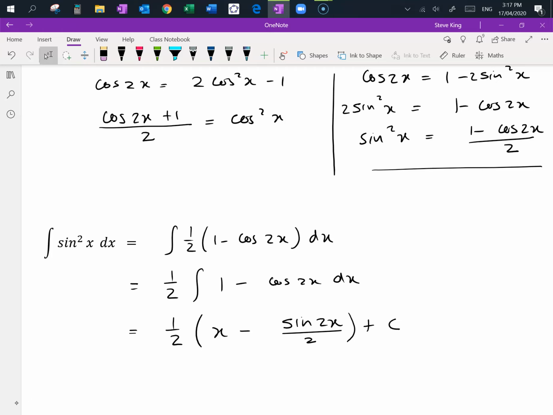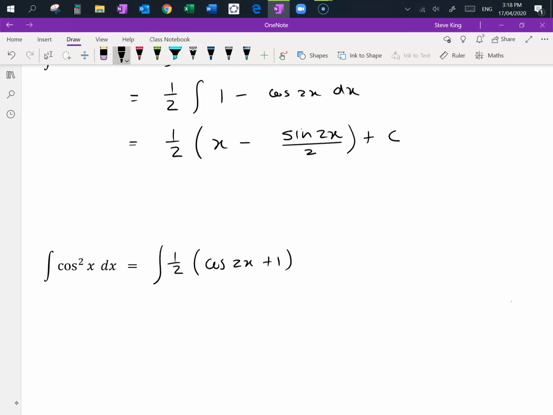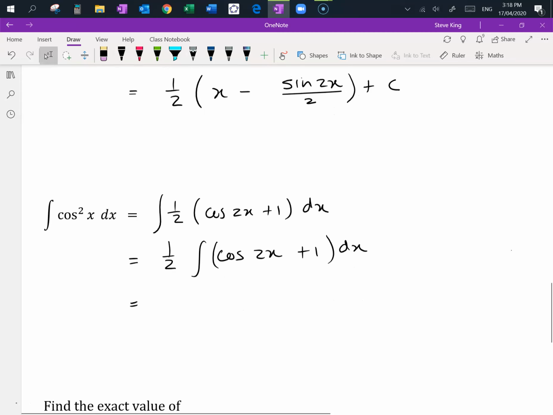Cos 2x plus 1 all over 2. So in other words, I can rewrite this as the integral of a half of cos 2x plus 1 dx. I take out a half, so I have the integral of cos 2x plus 1 dx. And now I just have to integrate each of those, and this is going to give me a half.